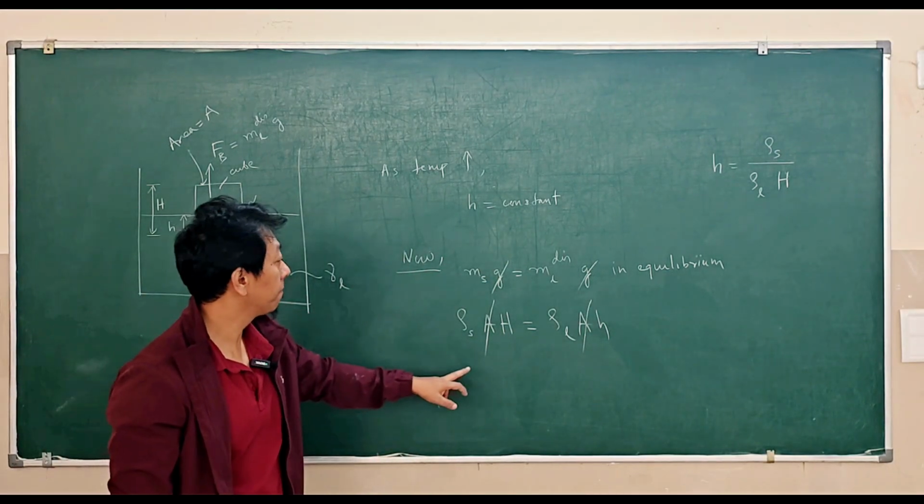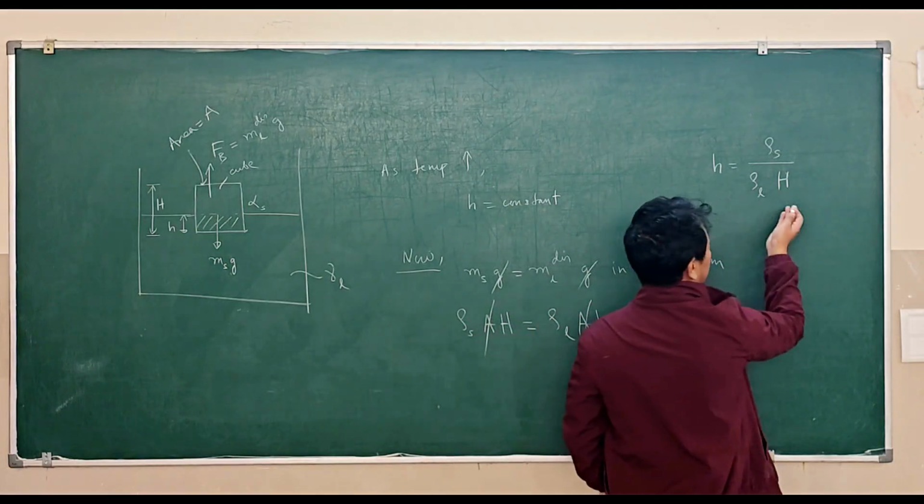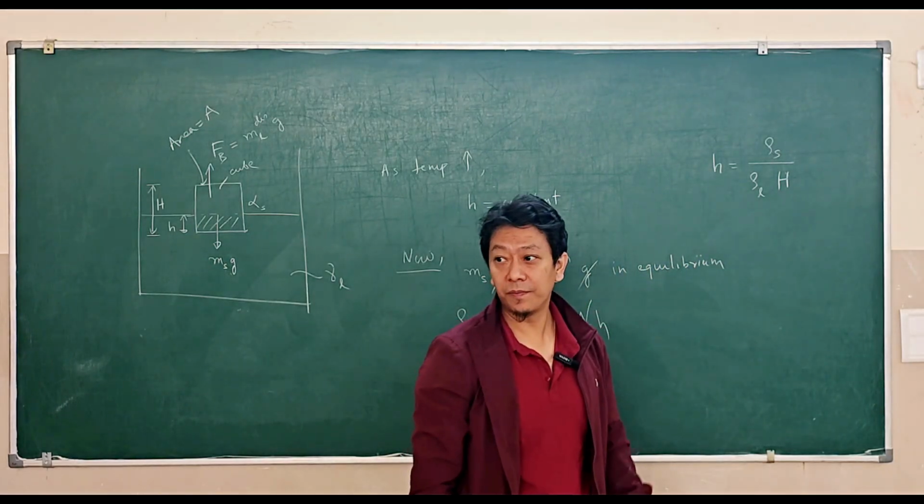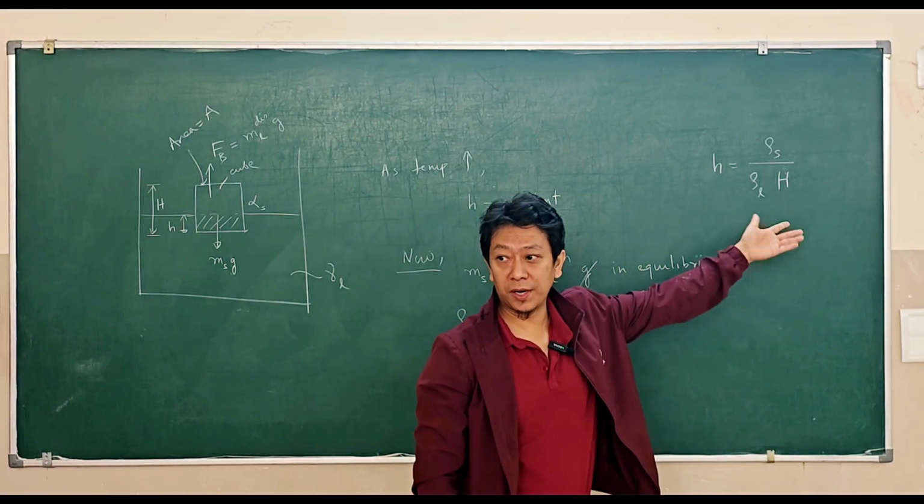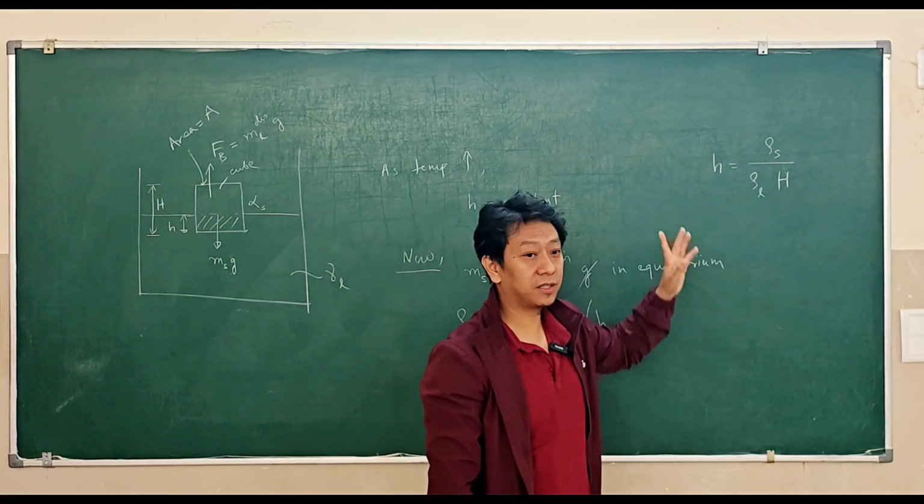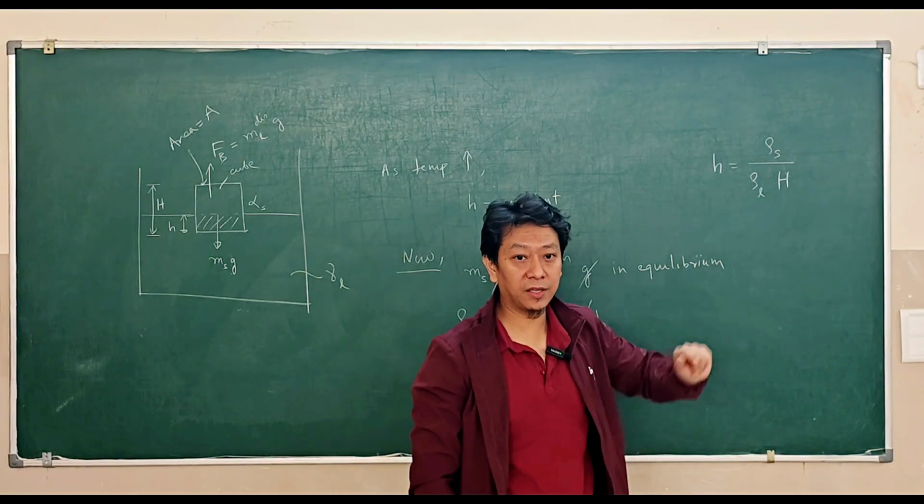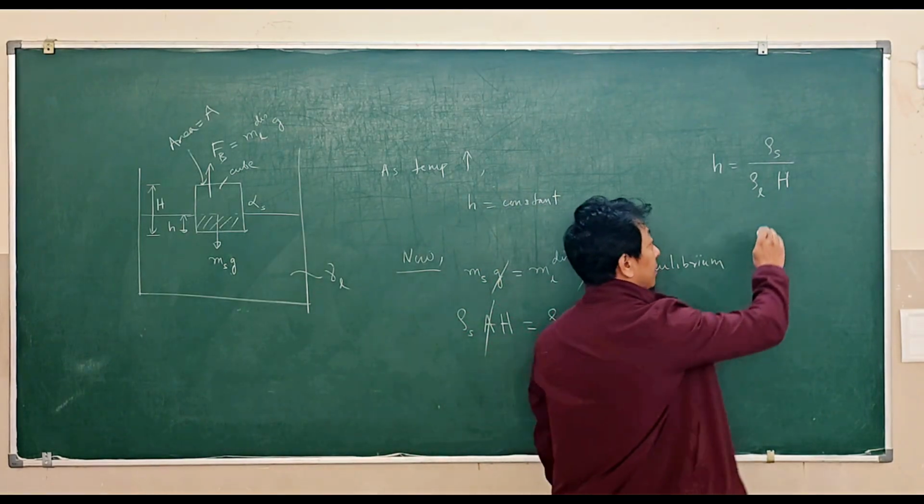Any mistake I did? Yeah, capital H should be here. Otherwise it is dimensionally wrong. Mangoes are equal to bananas, you are saying. Left side is H, right side will be 1 by H. How is it possible?